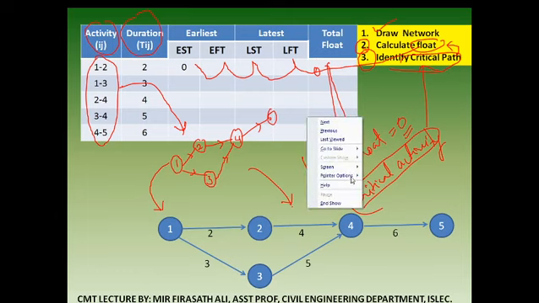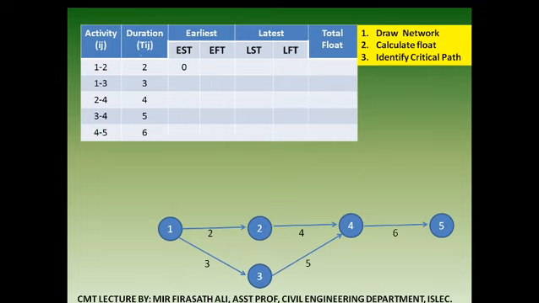Okay. So now let us start the problem. This network diagram is given. So we are done with drawing the network diagram. Now we will calculate the float. For calculation of float, as I said, we need the EST value, EFT value, LST value, and LFT value. Now in this network diagram, see how we will get these values.